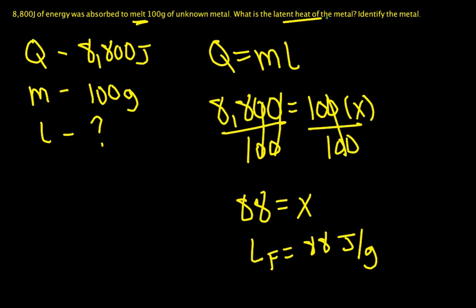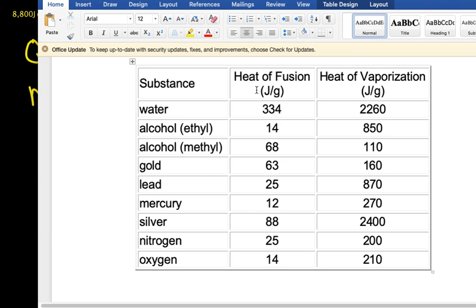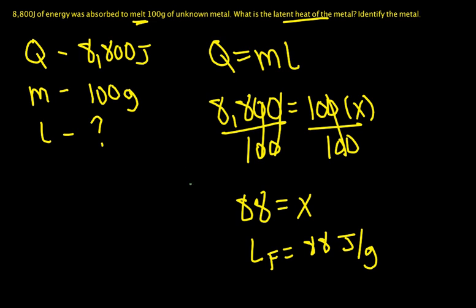So there's the first answer for latent heat of metal. Next, we have to identify the metal. To do that, we need to reference a chart. So what is closest to 88 joules per gram? Let's go to our chart and look for whatever's closest to 88 joules per gram under heat of fusion, and we get one that's identical, 88 joules per gram. And it is silver, so our unknown metal is potentially silver. And there's our answer for that one.